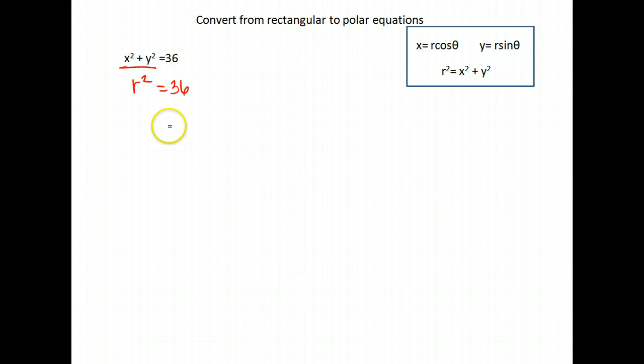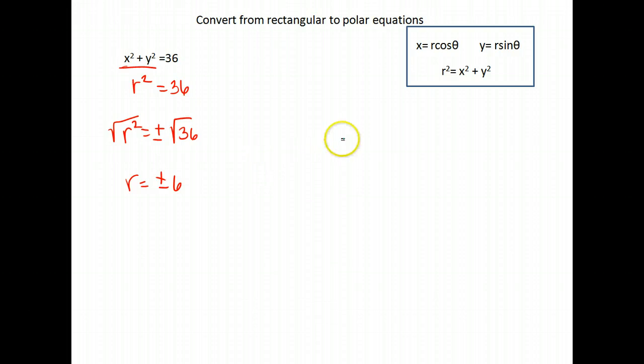And I have that equal to 36. Now I probably want to go ahead and solve this for r. I would do that by taking the square root of both sides. And when you take the square root, remember you're supposed to do plus or minus, and then we just kind of think about what we have here. R equals plus or minus 6.